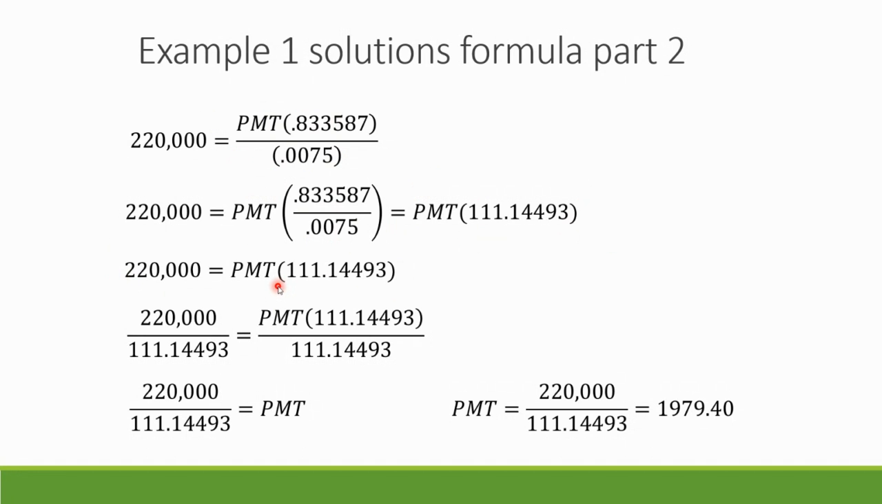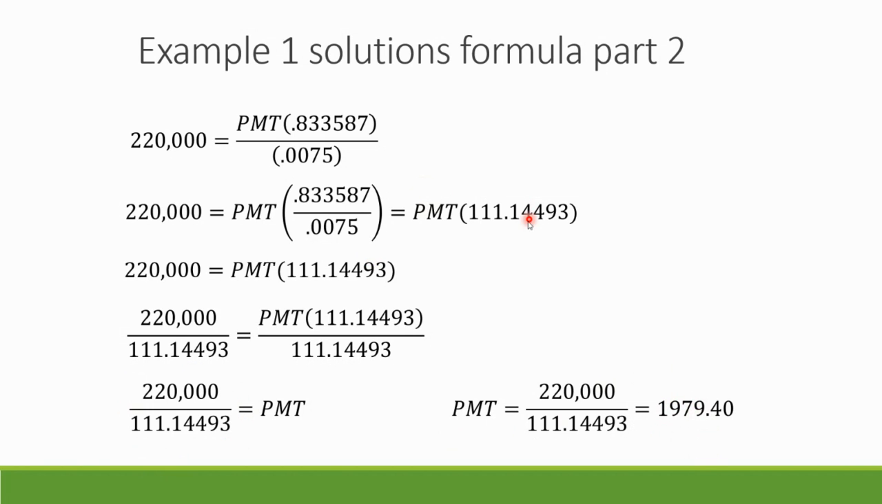Now we can just get PMT. We just isolate it. We divide both sides by 111.14493. Doing so, we get PMT, which is this quotient, and that is equal to this. So for the monthly payment, we have $1,979.40. That's what we get.